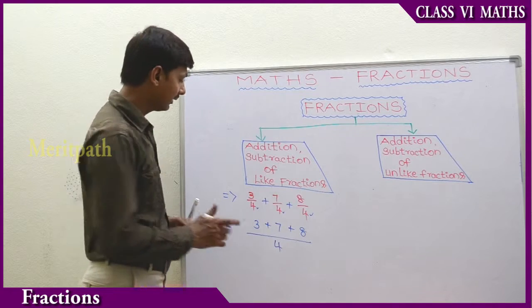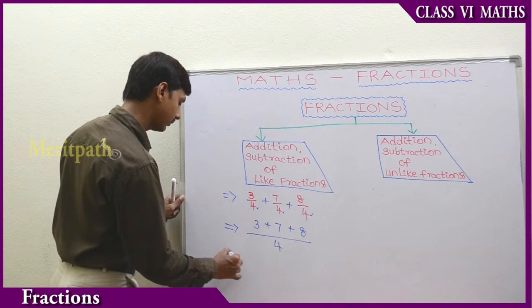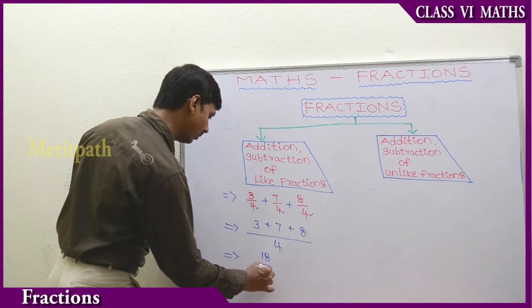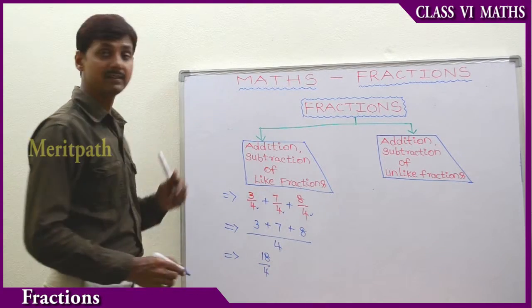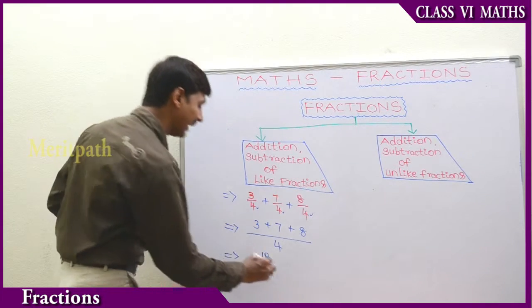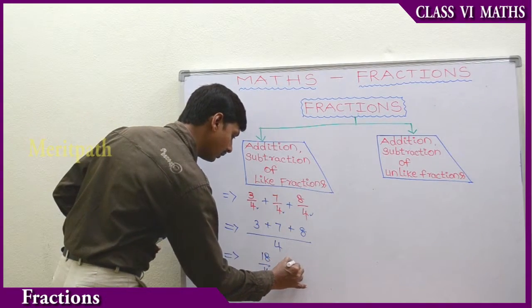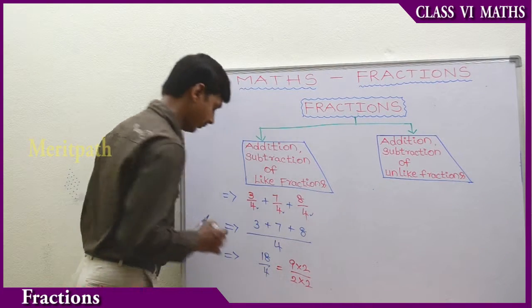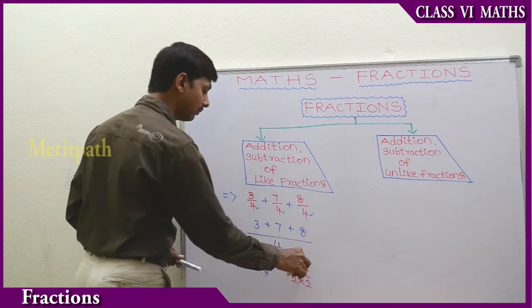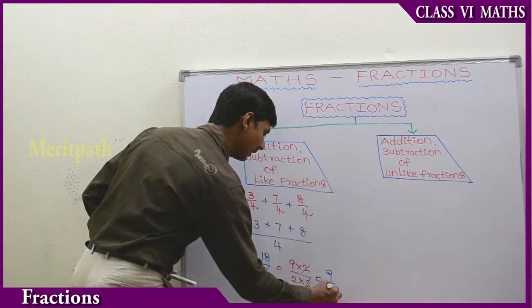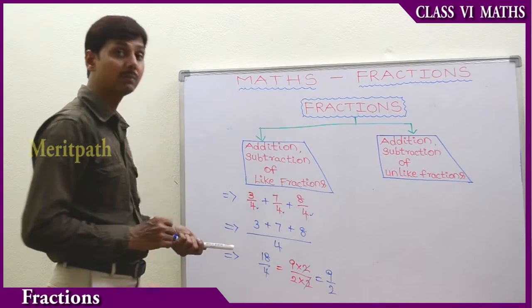So let's add this: 3 plus 7 is 10, 10 plus 8 is 18, so 18 by 4. By using simplification of fractions, 9 into 2 and 2 into 2, there is a common number in both. We'll cancel 2, so we get 9 by 2 as the simplification of the fraction 18 by 4.